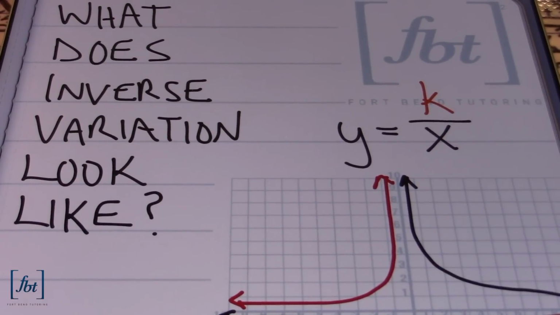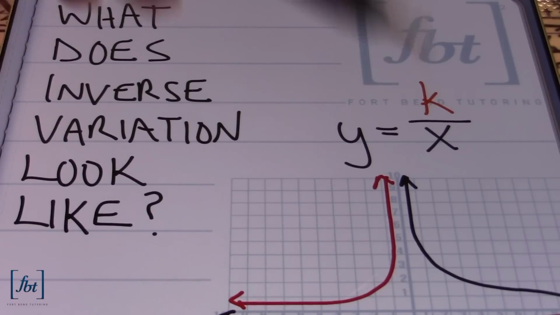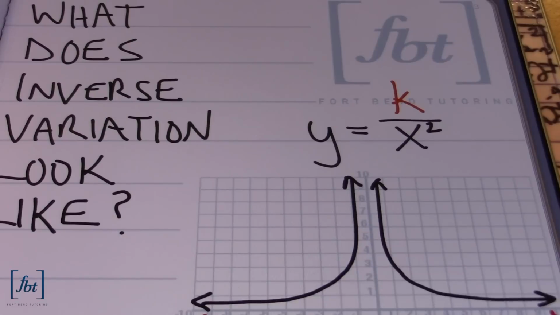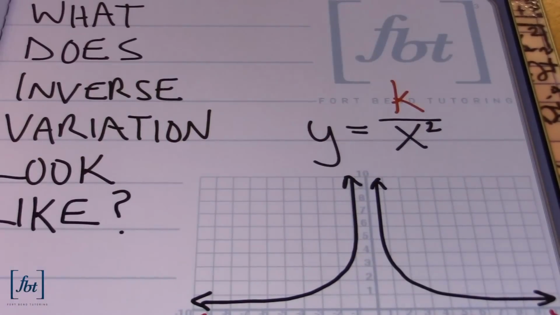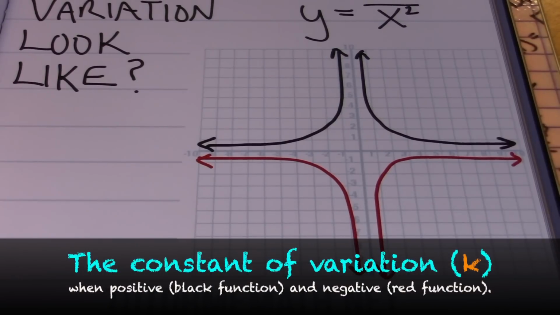Inverse variation has many different forms, but one of the most common forms is y equals k divided by x to the first power. In that case, your graph of that inverse variation function may look like the function in red, or it may look like the function in black. It all depends on your constant of variation and the power of the variable x. For instance, if your power of x is to the second power, you'll end up with a graph like you see here in black. Or it could look like the one in red, depending on the value of k, that constant of proportionality, the constant of variation. See how important that is?